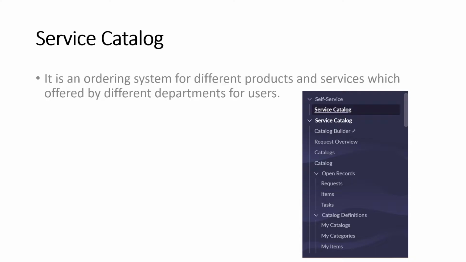I'll show you how different these two options are in the practical. Service catalog is nothing but an ordering system for different products and services offered by different departments for the users.